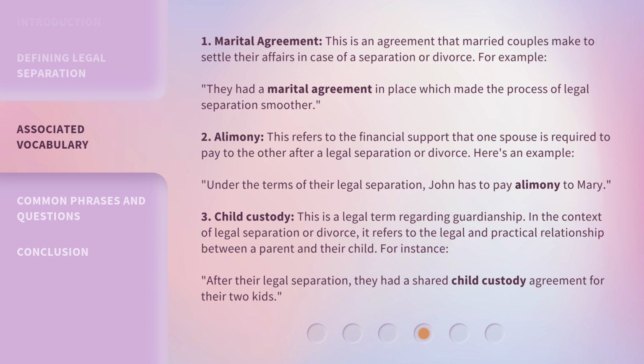3. Child custody. This is a legal term regarding guardianship. In the context of legal separation or divorce, it refers to the legal and practical relationship between a parent and their child. For instance, after their legal separation, they had a shared child custody agreement for their 2 kids.